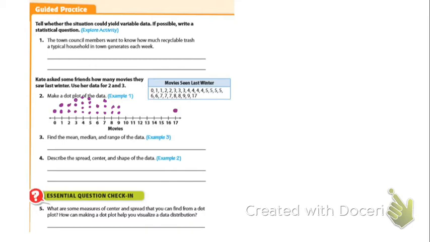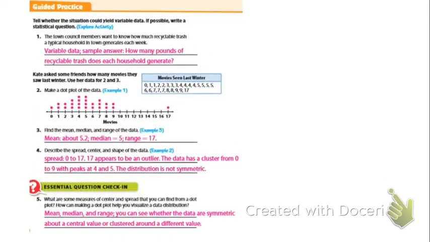And the center, I'll describe that a bit later. And the shape, I asked y'all to describe if it was symmetrical or non-symmetrical. This is not symmetrical. If you were to cut it in half, would it be symmetrical? No, it wouldn't. Okay. Alrighty. And 17 would be considered an outlier, ladies and gentlemen. It's not close to the data. It's kind of on its own. So that's what you consider an outlier. Alrighty.